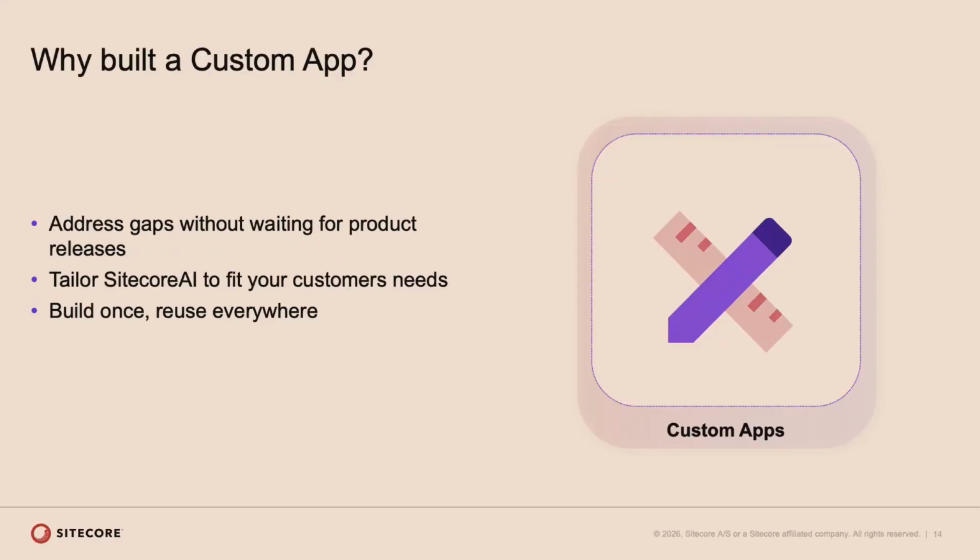It means you can address feature gaps in the product. As I said, we're releasing features really constantly, but we can't cover every use case there is. There's a lot of customers with really specific use cases that we probably don't want to bake natively into the platform. This is where custom apps really come in. It lets you tailor Sitecore AI and their experience to their exact customer needs, making it a really powerful offering.